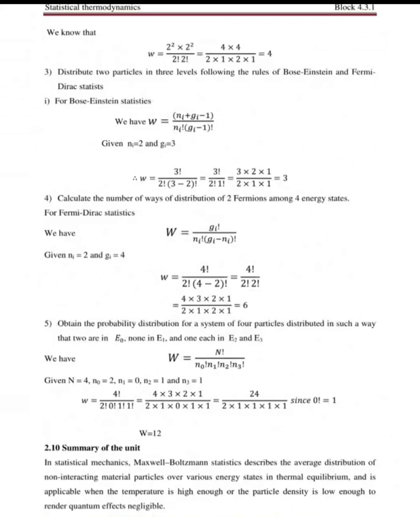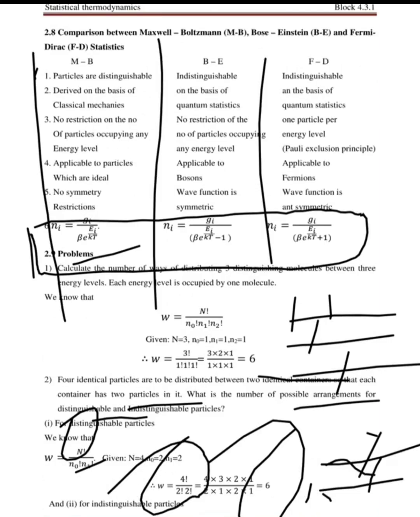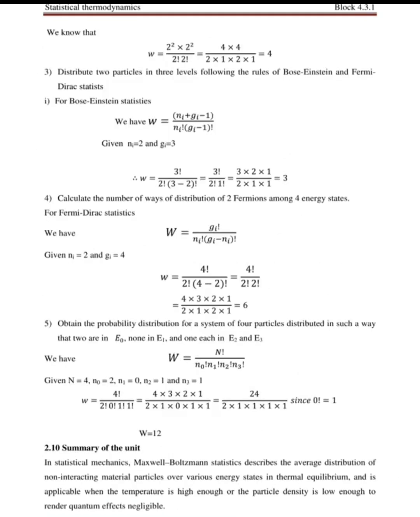And next, W is equal to, we know that for distinguishable we have made, for indistinguishable particles, W is equal to 2 square into 2 square divided by 2 factorial into 2 factorial, that is 4 into 4 divided by 2 into 1 into 2 into 1. That is the 4. That is what we get for the indistinguishable molecules.